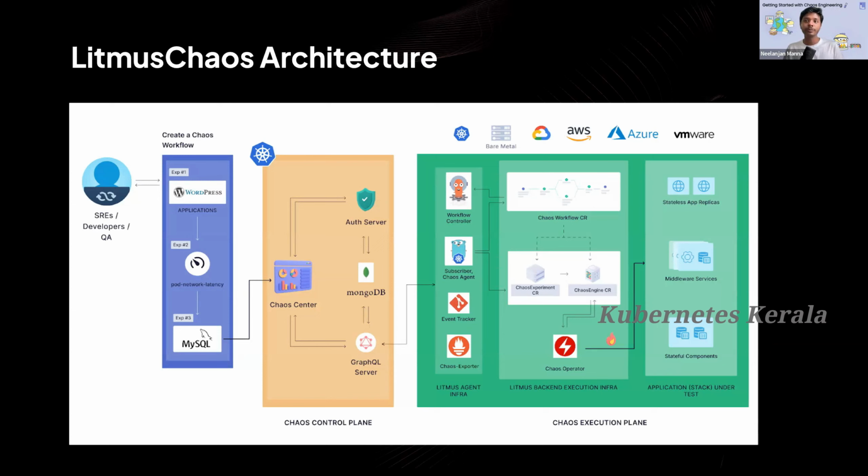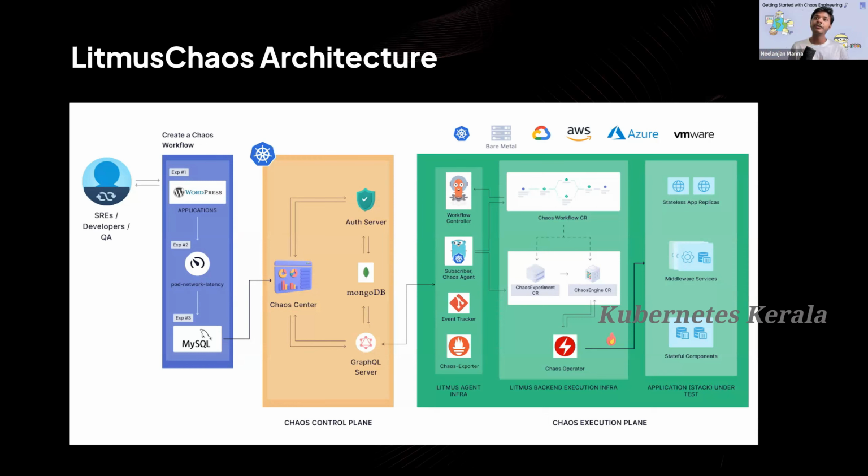Now, again, in the chaos execution plane, we have three parts. As you can see, we have the agent infra, we have the backend execution infra, as well as the application stack under test. So we can safely ignore the third part because that is our target application. Of course, they are the ones getting affected by the chaos, but let us first deal with the first two parts, that is the agent infra and the backend execution infra.